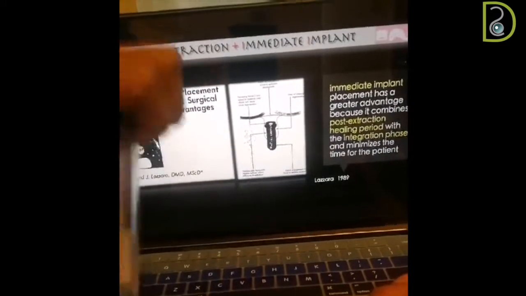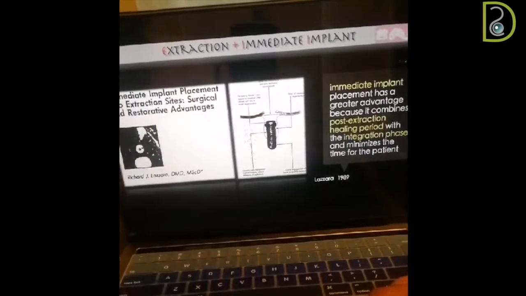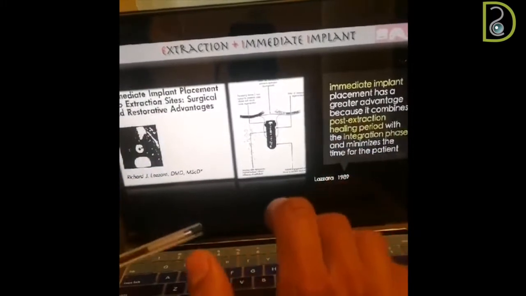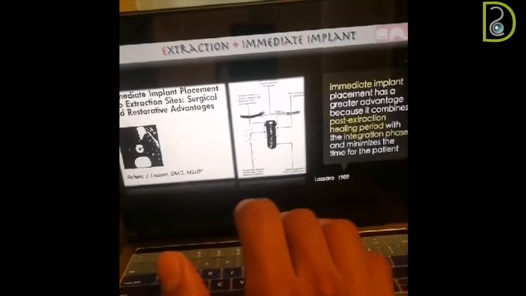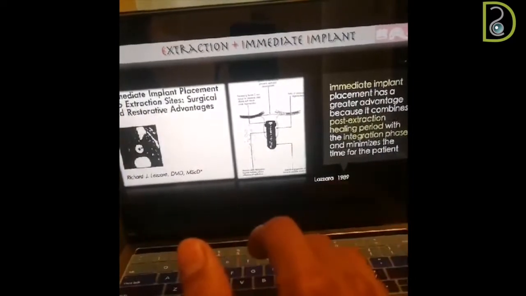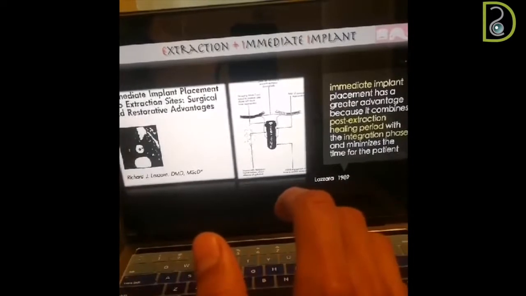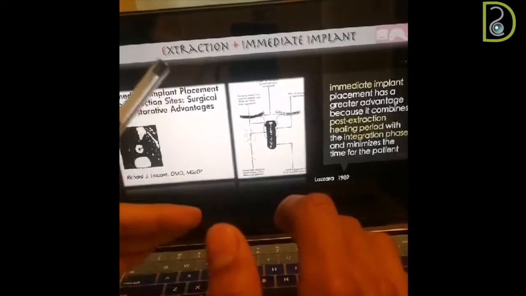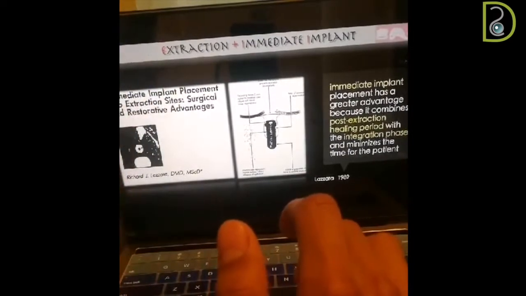So more than 30 years ago, Lazzara reported that placing an implant in the fresh extraction socket will minimize the overall time of the treatment, because he explained that it will combine both the post-extraction healing period with the integration phase of the implant. That means the patient will wait a shorter time to have a restoration later on.